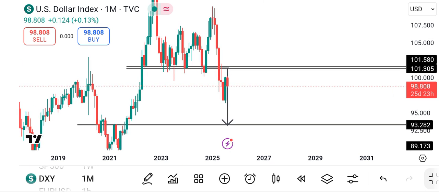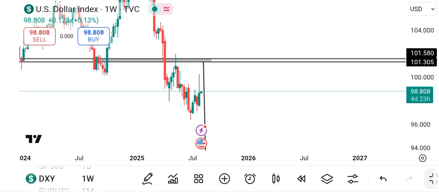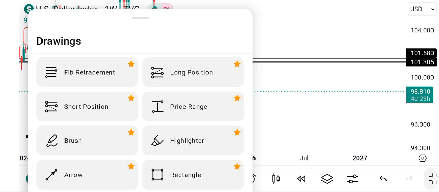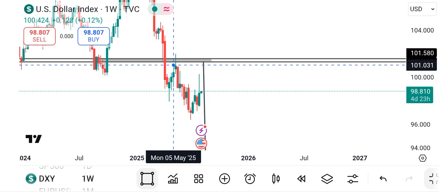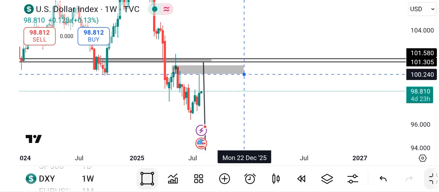Now I've gotten this information from the monthly. I have to head over to my weekly. Now we're on the weekly time frame. What I can derive from the weekly is that we have this particular supply zone here, somewhere here. This supply zone here from the weekly standpoint.